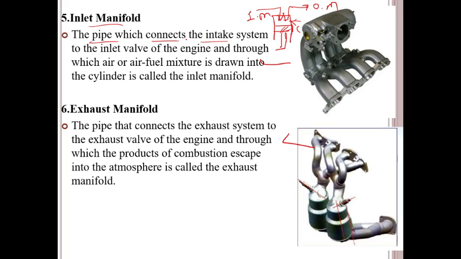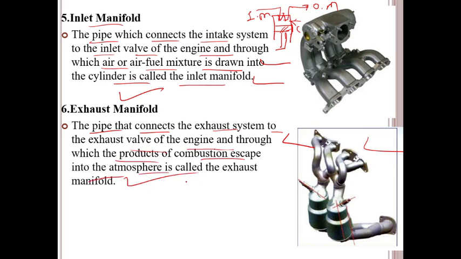So the pipe connected to the inlet valve of the engine, through which the air-fuel mixture is drawn into the cylinder, is called the inlet manifold. The exhaust manifold is the pipe that connects the exhaust valve of the engine to the exhaust system, which is the silencer, and through which the products of combustion are expelled into the atmosphere. It is called the exhaust manifold, guys.